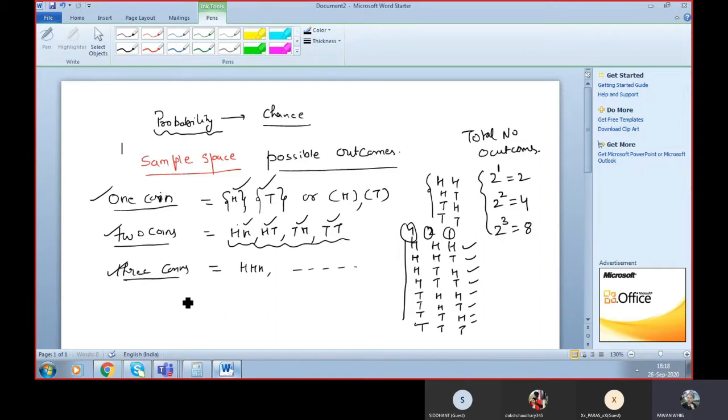Maybe in your multiple choice question, your teacher may ask you, if you throw n number of coins, then what are the total sample spaces? Then it is 2 raised to power n. So this is the formula that you must remember in the case of coins. I hope this is very easy. For a coin, everybody can understand this. These are the possible sample spaces, the possible outcomes. Now let us quickly move towards the next one.